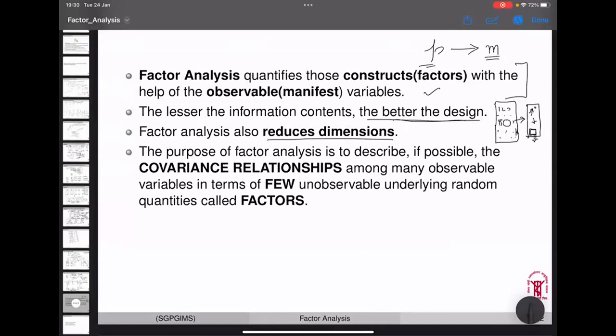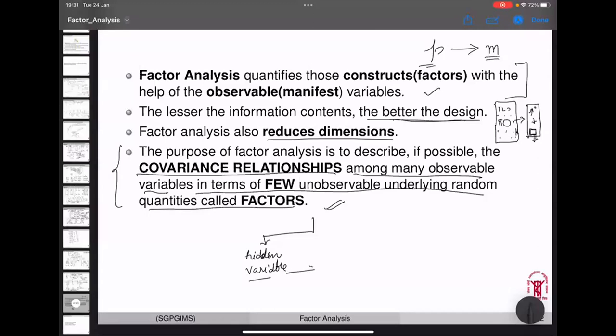And one more very important definition: the purpose of factor analysis is to describe, if possible, the covariance relationship among many observable variables in terms of a few unobservable underlying random quantities called factors. If you go through these definitions of factor analysis, you will be able to understand. What does factor analysis actually do? Factor analysis tries to quantify hidden variables. And because of this, it is also used for dimension reduction.